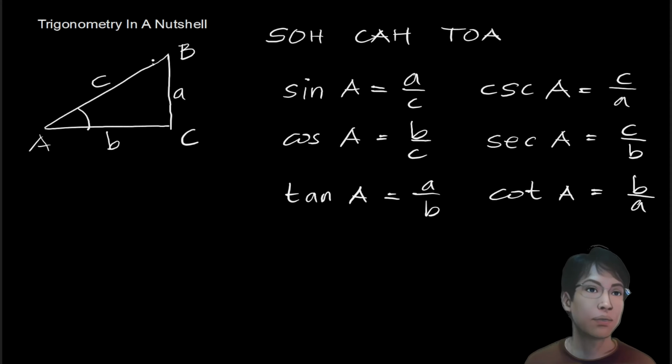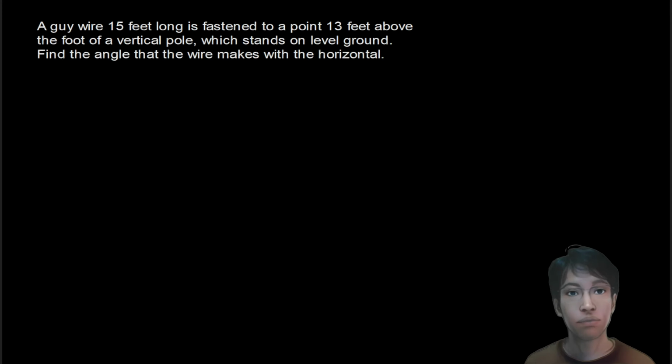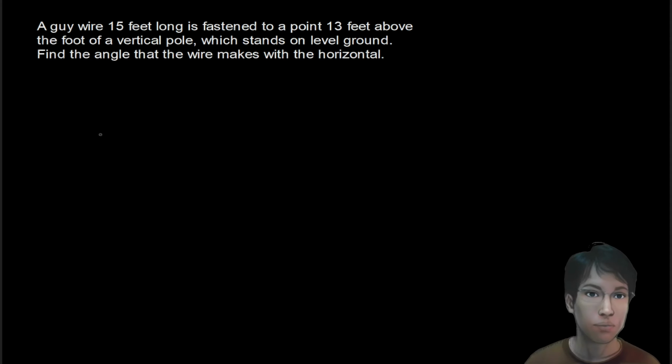All right, let's have a sample problem. A guy wire, 15 feet long, is fastened to a point 13 feet above the foot of a vertical pole, which stands on level ground. Find the angle that the wire makes with the horizontal. So we have a pole. Just imagine this is a straight line.